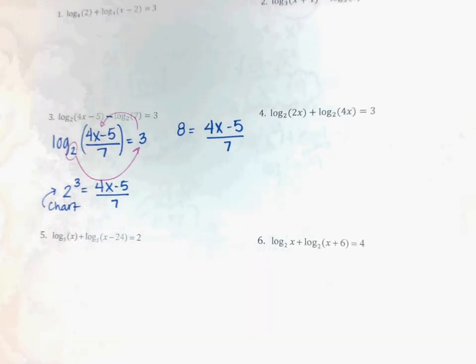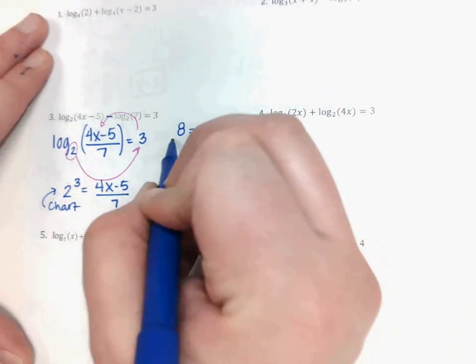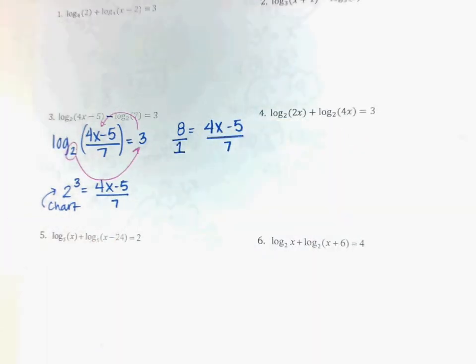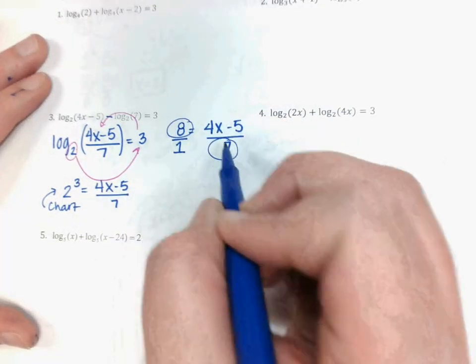Turn it into a fraction. 8's not a fraction, but how can I turn it into one? Put it over 1. And then from there, you're gonna do what? Cross multiply. So it's the same type of thing that you were doing before, you're just not going to have x's in both parts of the fraction. So what's 8 times 7?